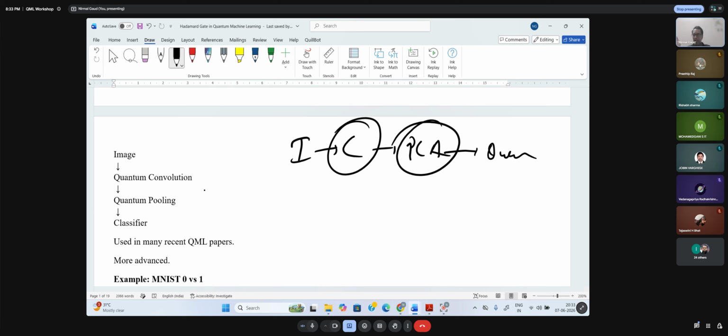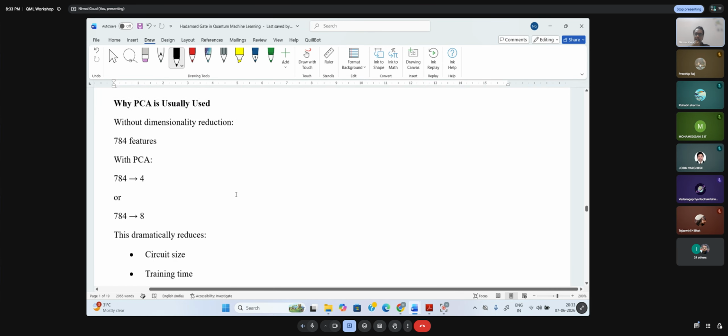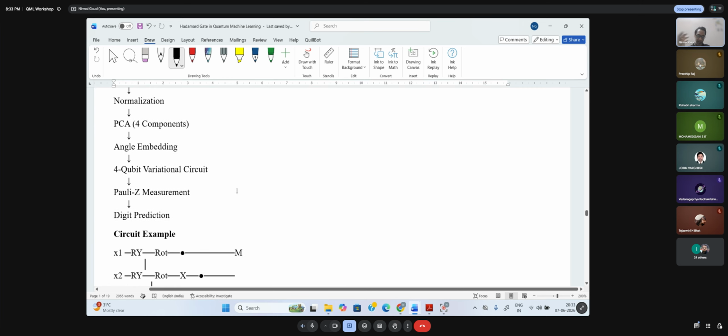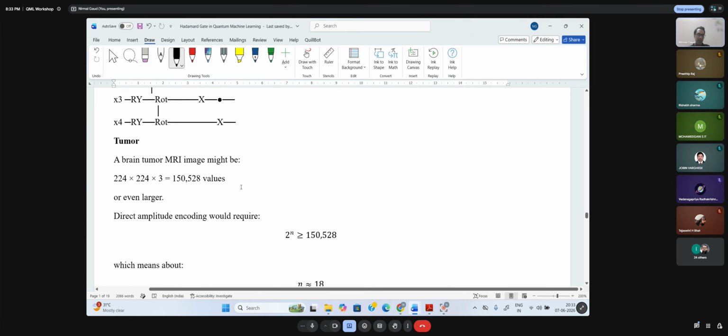This thing came into my mind. Like many of the recent QML papers, such a thing is present. All right, fine. So here you can see in my codes, I've already shared the notes with you. All notes are available.